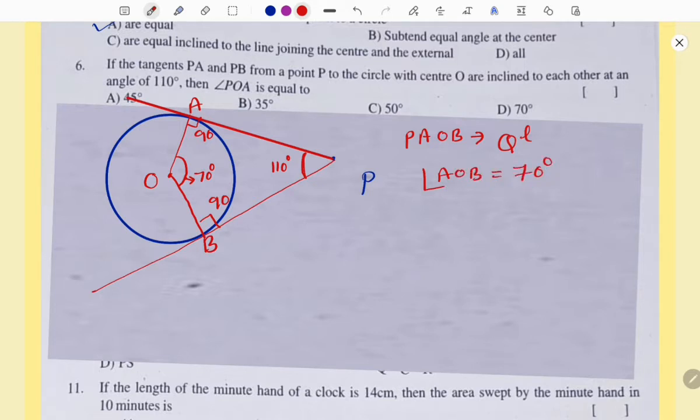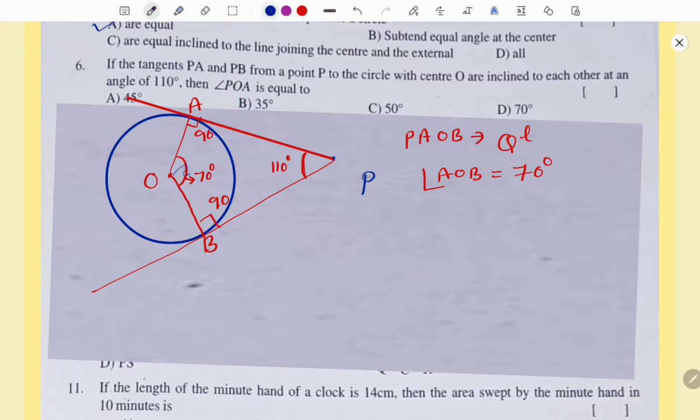I hope all have understood. Why? Because here it is a quadrilateral. Sum of four angles is 360 degrees. Already this is 90, this is 90, that is 180. Then the remaining two angles' sum is compulsorily 180. So this is 110, and what about this one? 70. But he didn't ask for angle AOB. He asked for angle POA.